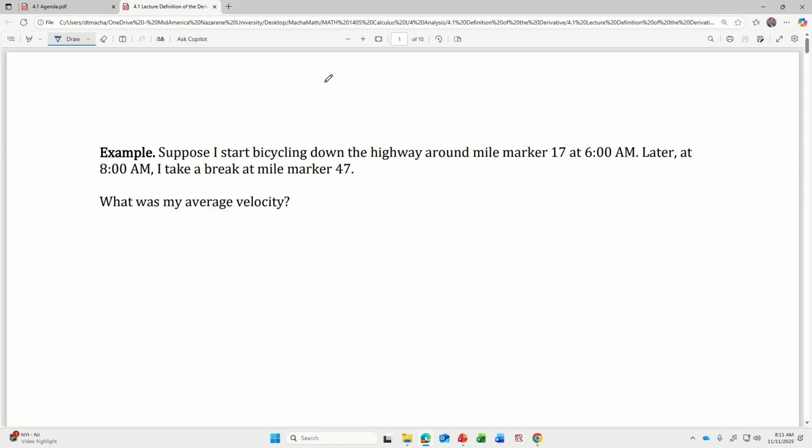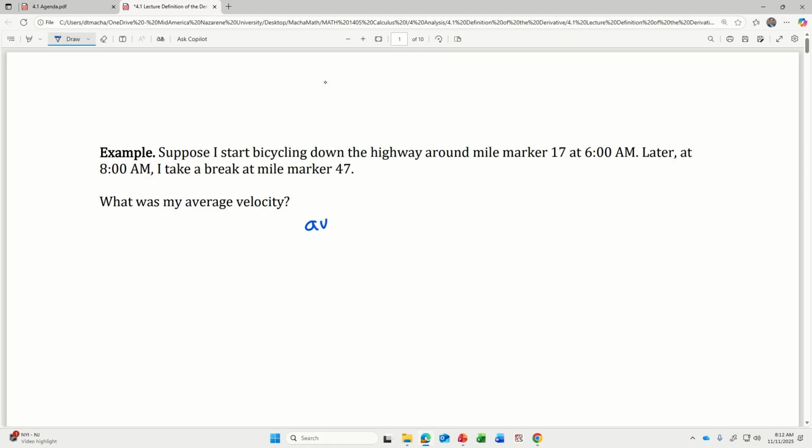Suppose I start bicycling down the highway around mile marker 17. You know how highways have those mile marker signs? At 6 a.m. Later at 8 a.m., I take a break at mile marker 47. What was my average velocity?